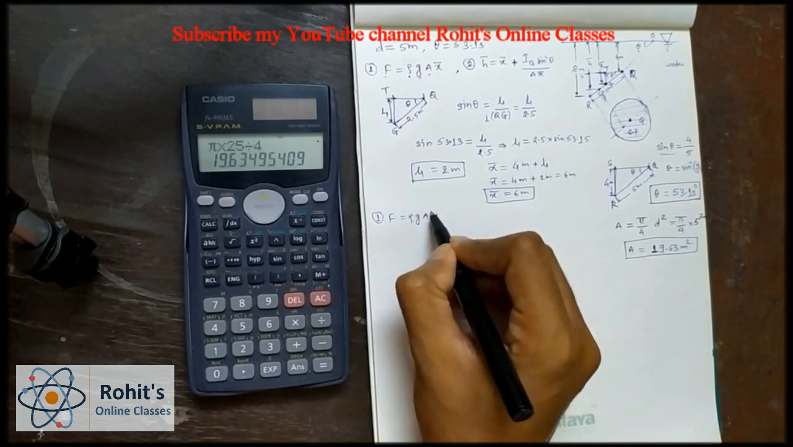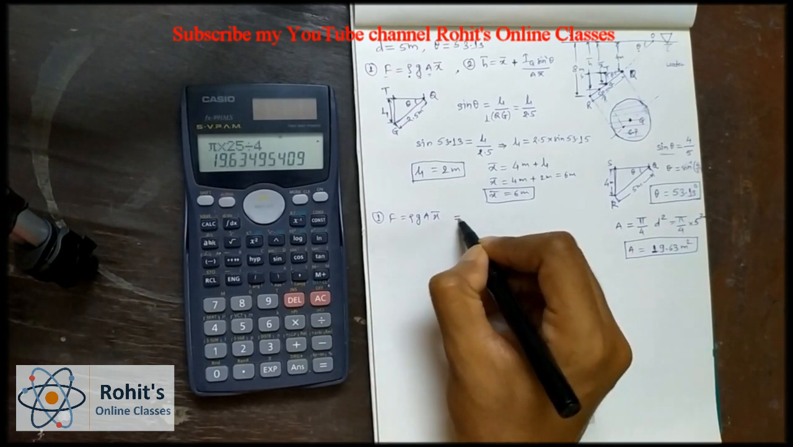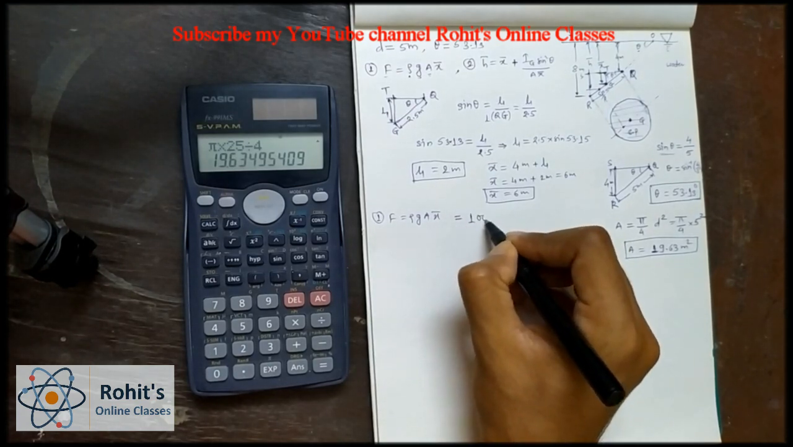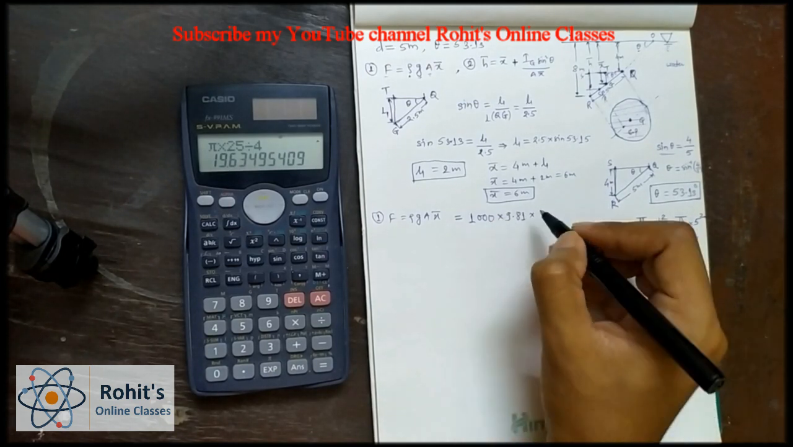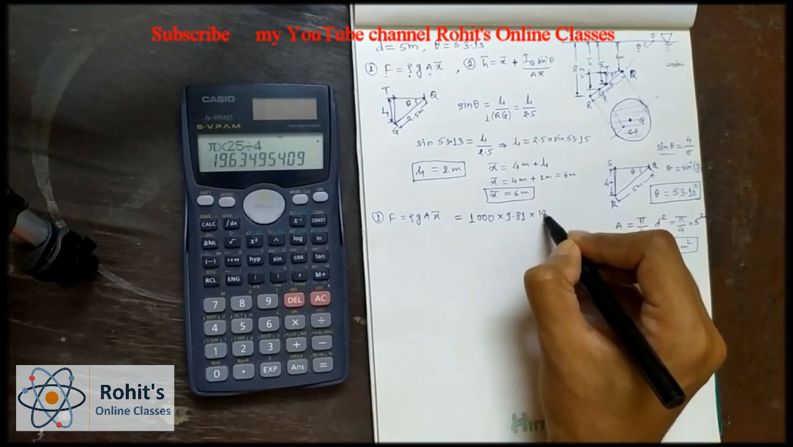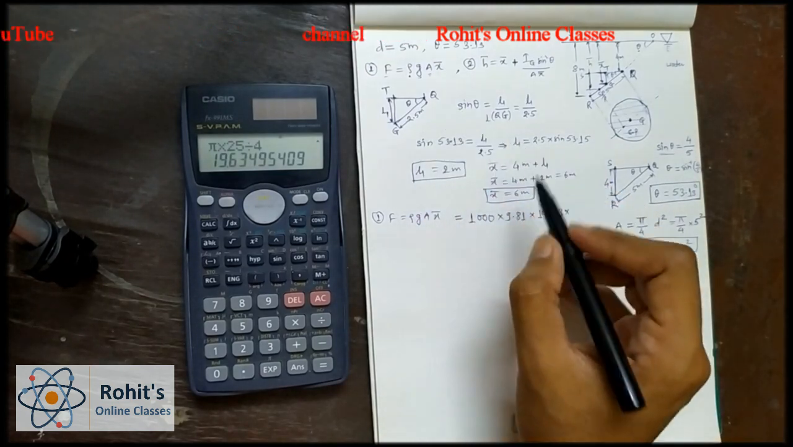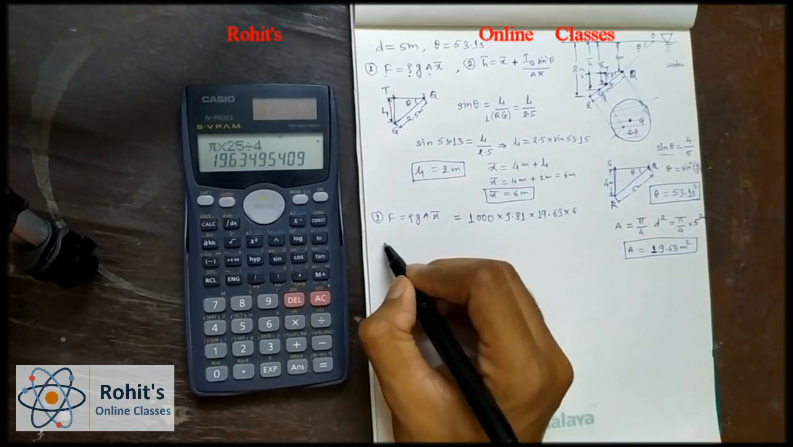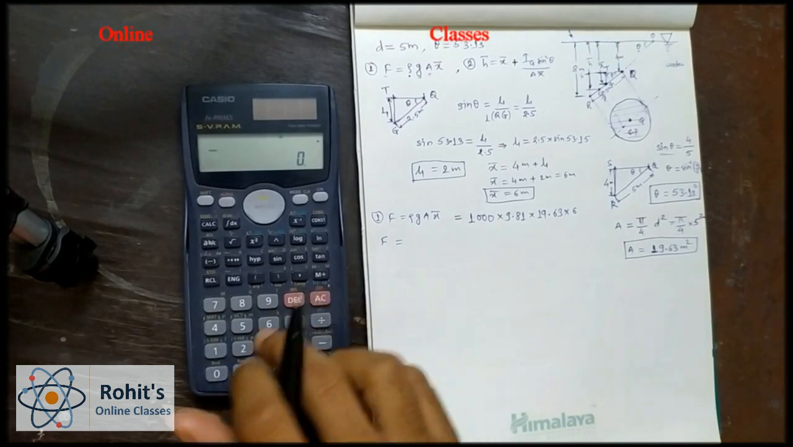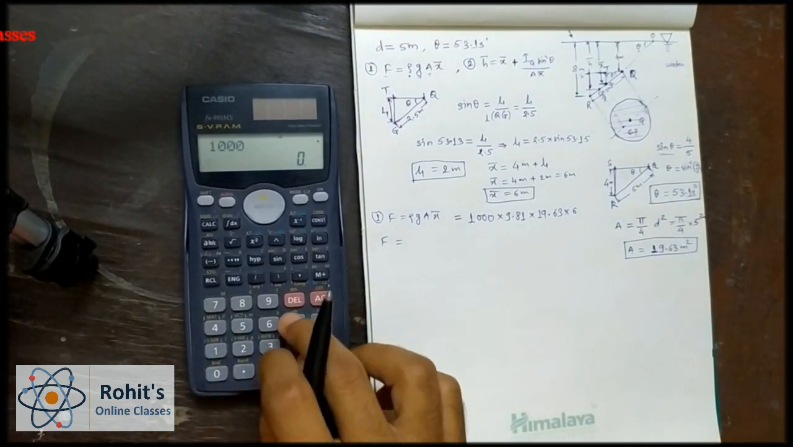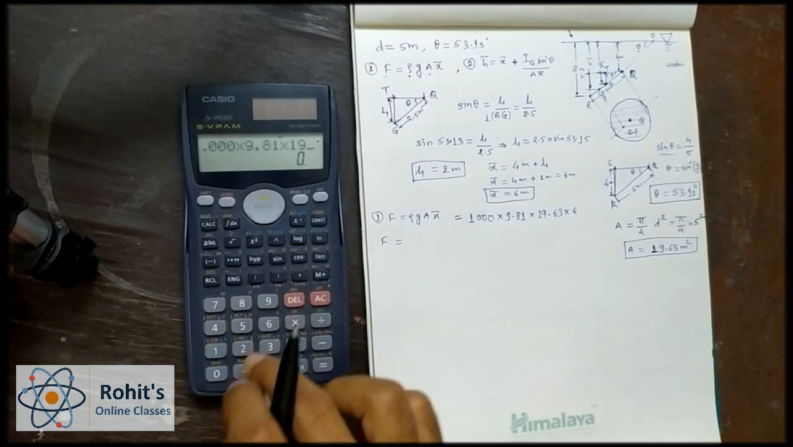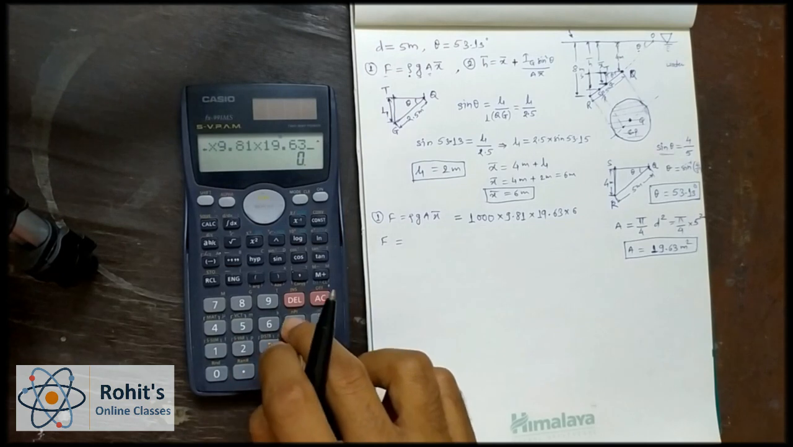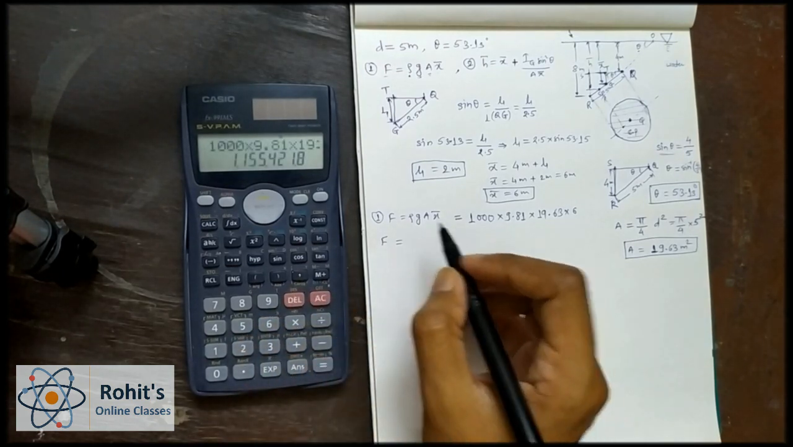So how much is rho for water? It is 1000. g is 9.81, it is a universal constant. Then area is 19.63 multiplied by our X bar. X bar is 6 meters. So F is equal to, let us put all these values in our calculator: 1000 into 9.81 into 19.63 multiplied by 6. So this is our total pressure force.